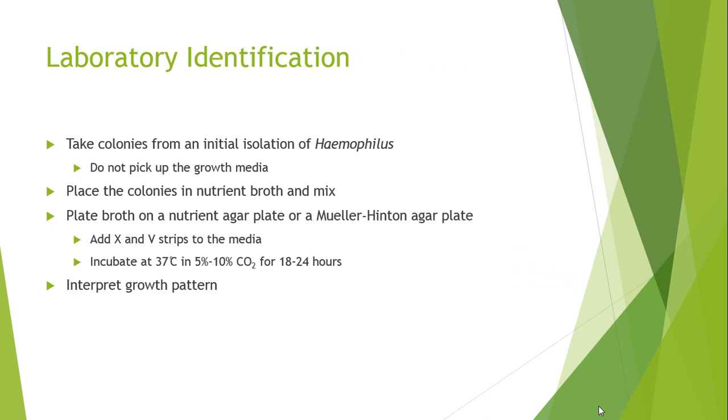Okay, so if we suspect it's Haemophilus, how do we identify it? You want to take the colonies from the initial isolation of Haemophilus. You don't want to pick up the growth media because, of course, that could influence your testing. So for this, we're going to interpret the growth pattern, to figure out whether it needs X factor or V factor or both, okay? So we're going to take a little bit of the colony and put it in a broth and mix it up.